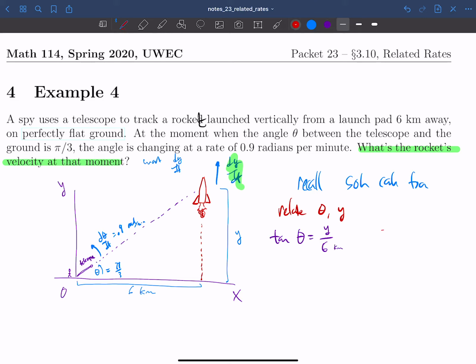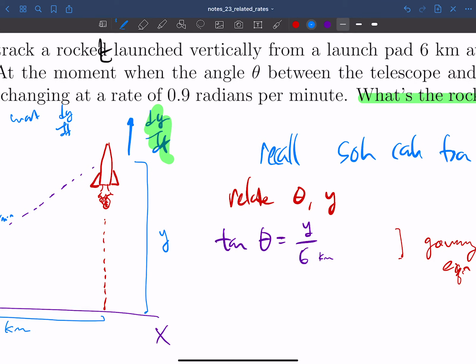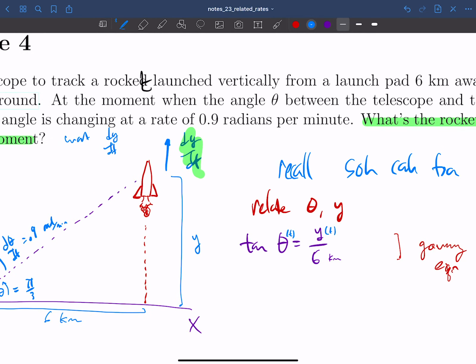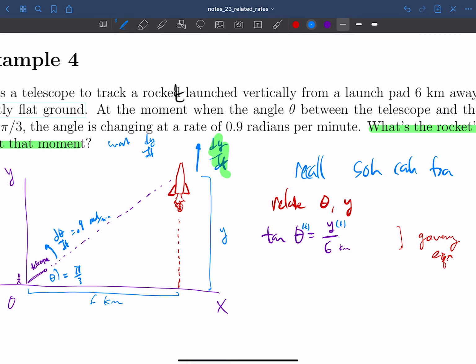So this is my governing equation. We always arrive at one of these when doing one of these related rates problems. And now the next step, see if you can predict my next step. My next step is going to be, I'm going to differentiate it, because I've got theta of time and y as a function of time, right? They're implicitly functions of time.